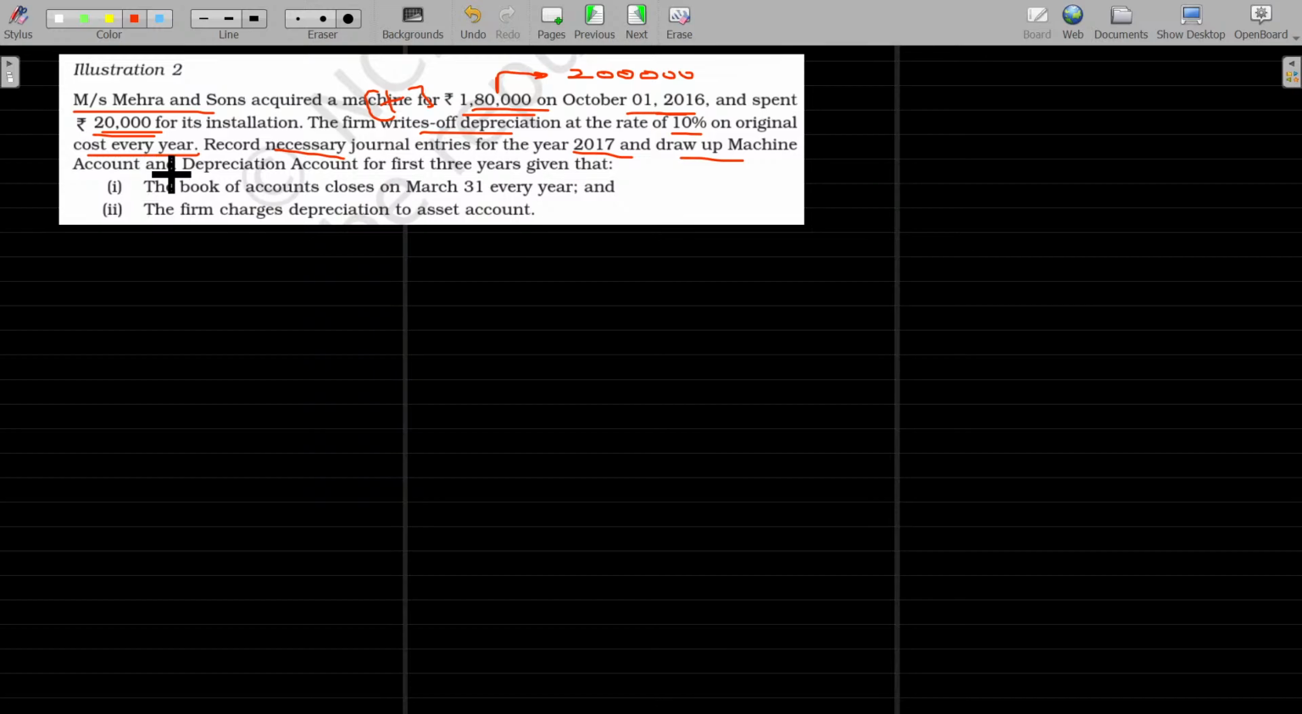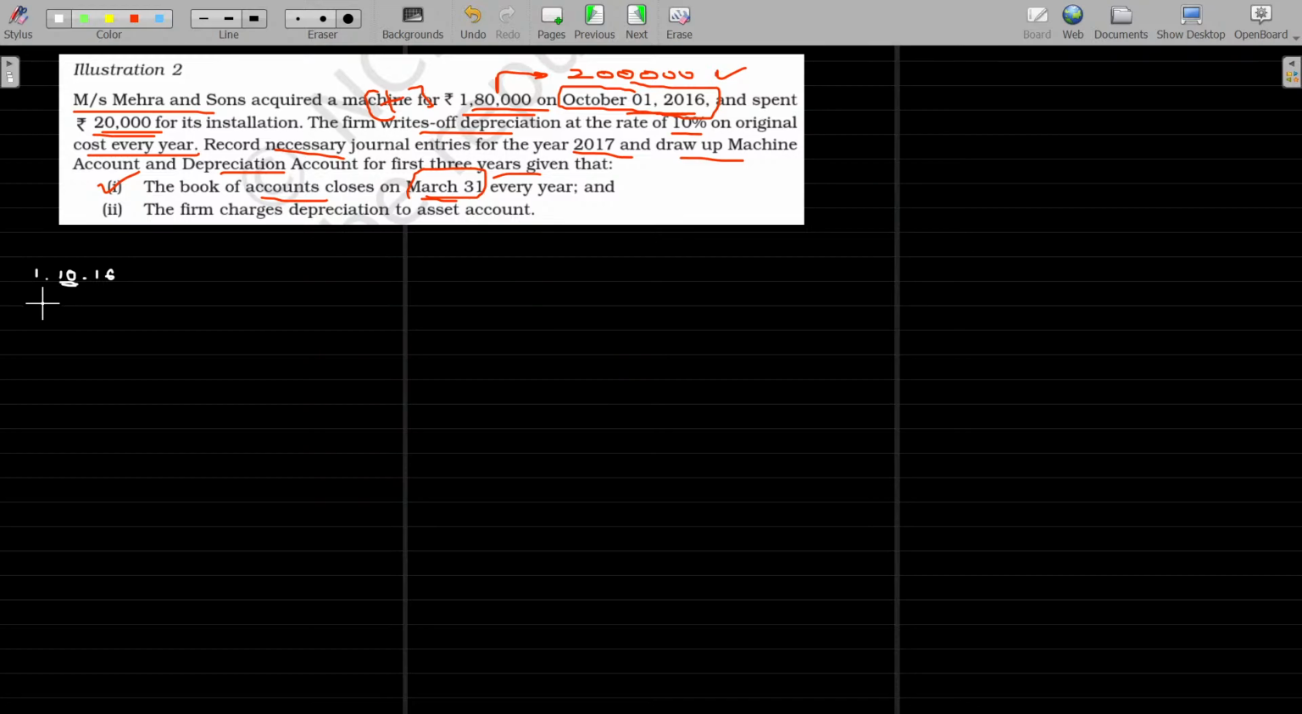And draw up the machine account and depreciation account for first 3 years, given that the books of accounts close on 31st March every year, right? So we purchase the asset on 1st October, but the first year ends on 31st March. So automatically you have to calculate the depreciation from the date of purchase to the year end, or if the asset is sold, up to the date of sale only. So in this particular illustration, we start calculating depreciation from 1st October, and it ends on 31st March of the next year, right? 1st October 16 purchase, right?